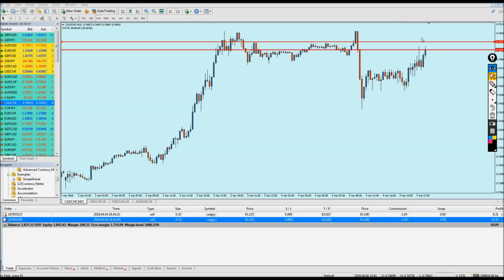So I'm sure this candle will not reverse, seeing this strong bullish movement. I'm assuming that these two candles will continue going up until hitting this resistance here.